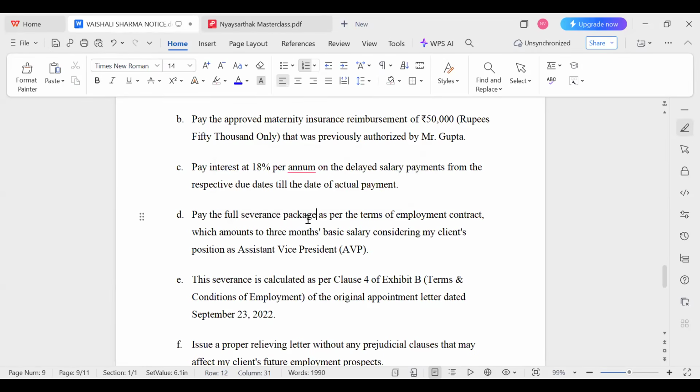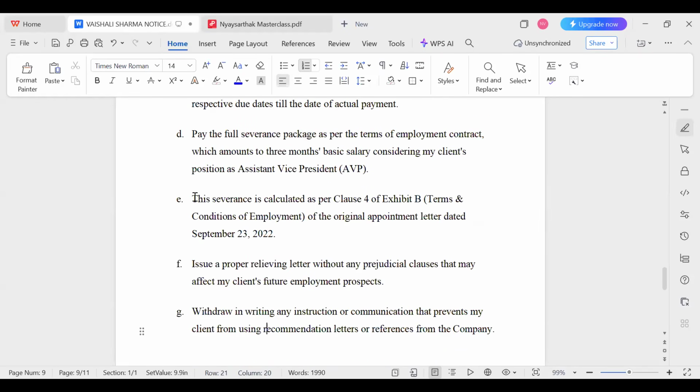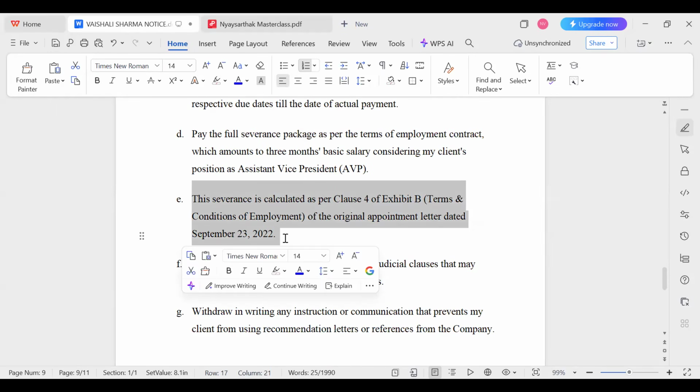employee. So we have written that pay the full severance package as per the terms of the contract, which amounts to 3 months basic salary, because according to the contract of our client it was 3 months basic salary. Okay, and then we have given properly that this severance is calculated as per clause 4 of exhibit B, terms and conditions of the employment letter, that employment letter that was given by the employer.